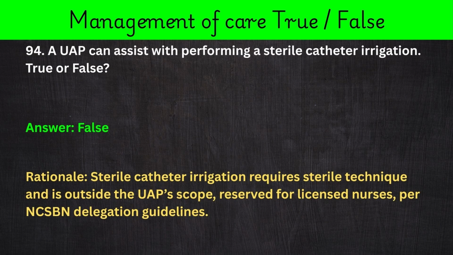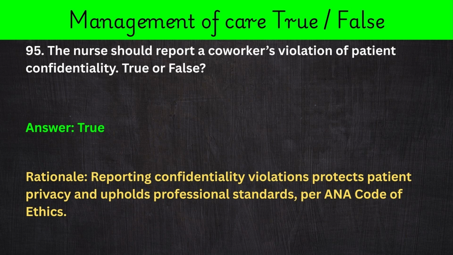94. A UAP can assist with performing a sterile catheter irrigation. True or false? Answer: false. Rationale: sterile catheter irrigation requires sterile technique and is outside the UAP scope, reserved for licensed nurses, per NCLEX-PN delegation guidelines.